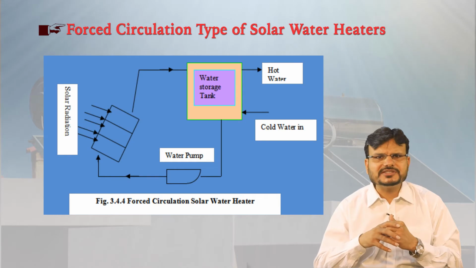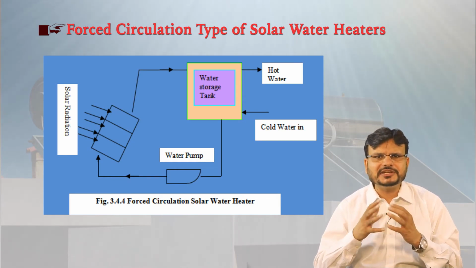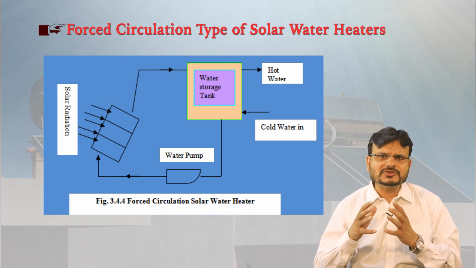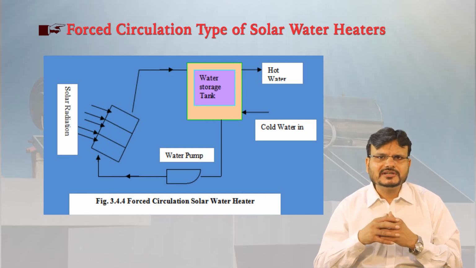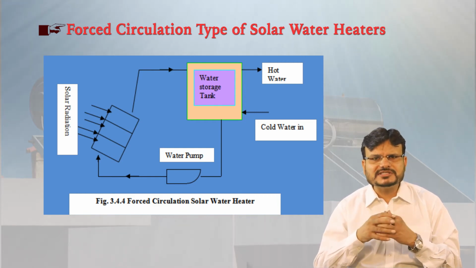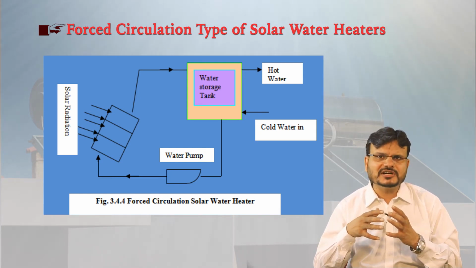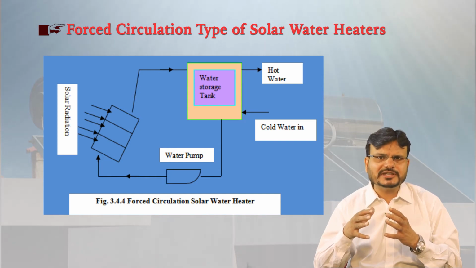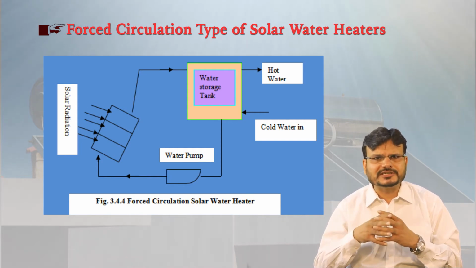So here you can see on the solar collector, solar radiation is incident. Then here you can see the water storage tank, where water is stored after being heated, and here you can see the water pump. This water pump is used to force the water from the inlet point of the water tank. So here water is forced with the help of the water pump to the solar collector.